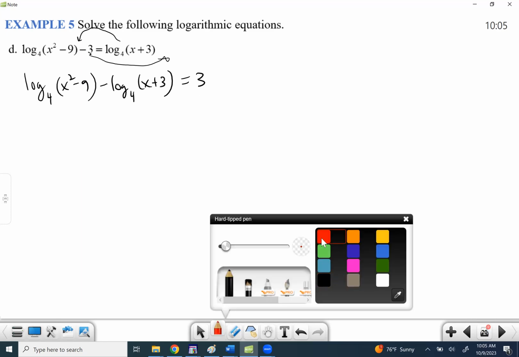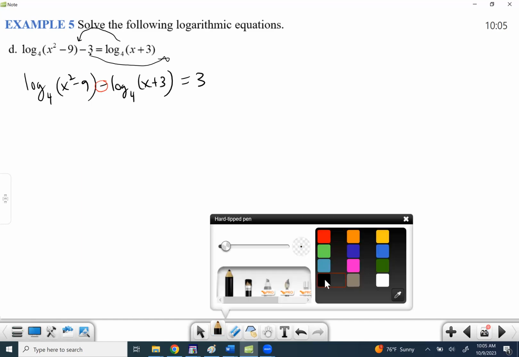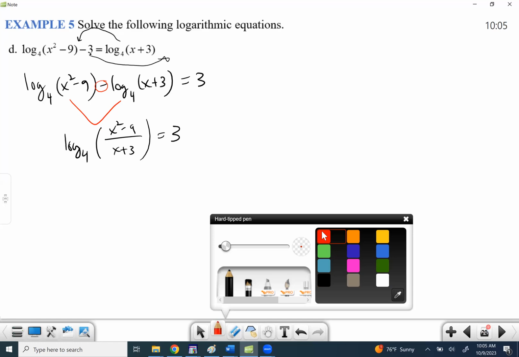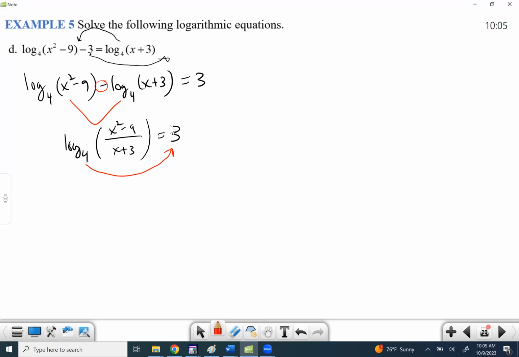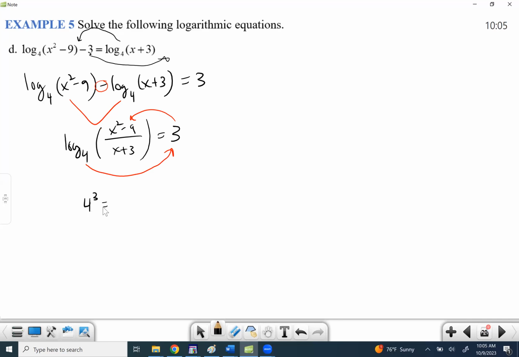Step 2, condense multiple logs into a single log by using the properties. So we know by the quotient property that subtraction is going to become division. So let's combine these two logs into a single log. And it's going to be x squared minus 9 on top and x plus 3 on bottom. Step 3, use the hook method to rewrite as an exponential. So this is going to be 4 to the power 3 equals x squared minus 9 over x plus 3.